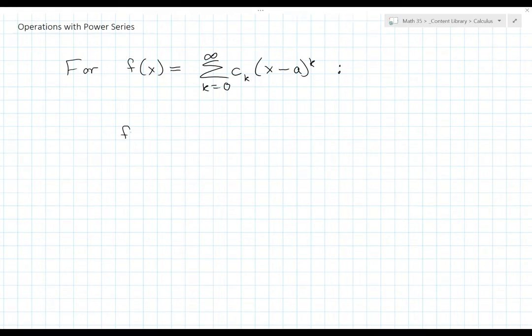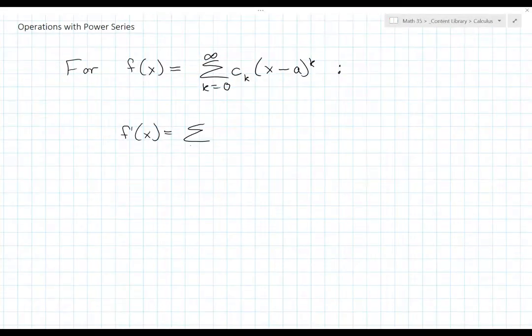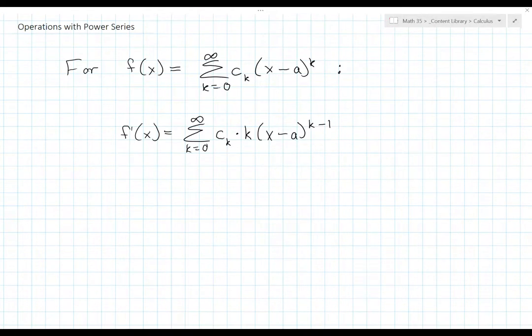So the derivative of this function is simply going to be the sum of all these terms from k equals 0 to infinity of whatever the coefficient was to begin with, times k times x minus a to the power of k minus 1. So that's simply the power rule for the derivative.